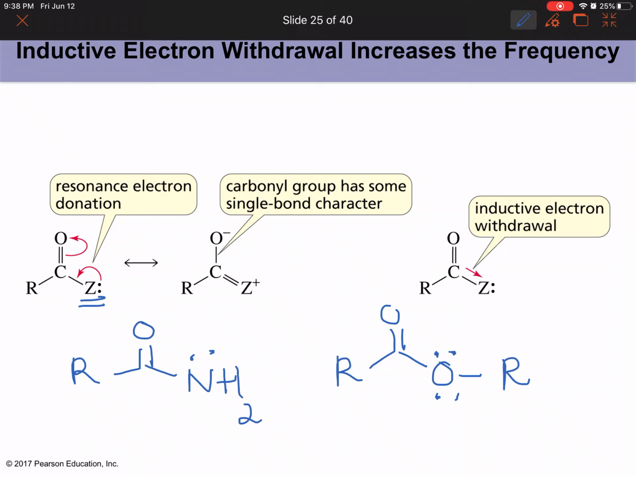Okay, so let's say nitrogen is going to participate in resonance like this by donating electrons. So it would become like this, O minus, double bond here, and NH2. This would become positively charged, and that is a resonance electron donation by nitrogen. So then you will have these two resonance structures.